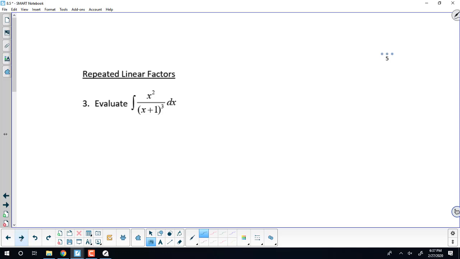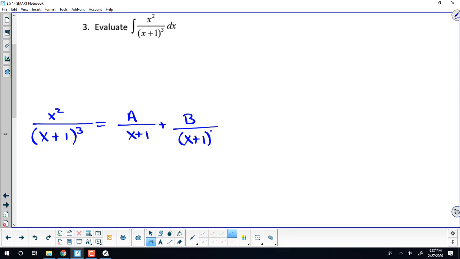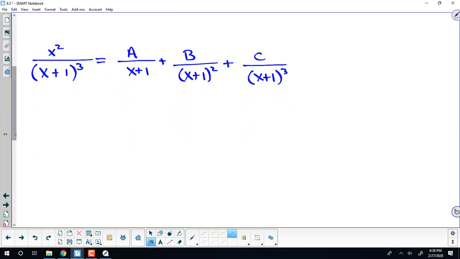Look at a few with repeated linear factors. So you've got x squared over x plus 1 cubed. So repeated linear factors, we just have to account for all powers of the linear factor. So we're going to have a over x plus 1 plus b over x plus 1 squared plus c over x plus 1 cubed. So again, we've got to solve for a, b, and c.